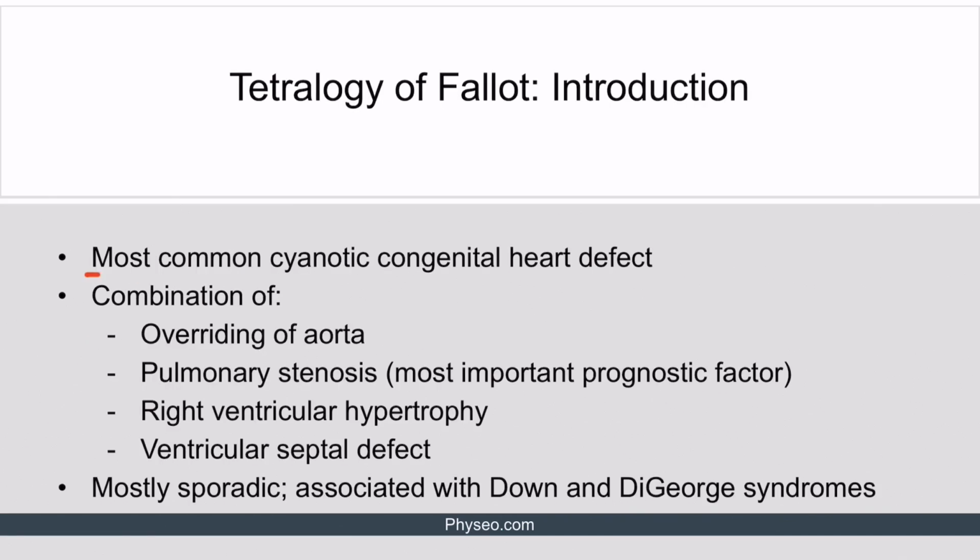Tetralogy of Fallot is the most common cyanotic congenital heart disease. It is a combination of multiple defects including overriding of aorta, pulmonary stenosis, right ventricular hypertrophy, and ventricular septal defect. Pulmonary stenosis is the most important prognostic factor because the degree of stenosis determines the degree of oxygenation and thus severity of disease. Tetralogy of Fallot is mostly sporadic. However, it is highly associated with Down and DiGeorge syndromes.